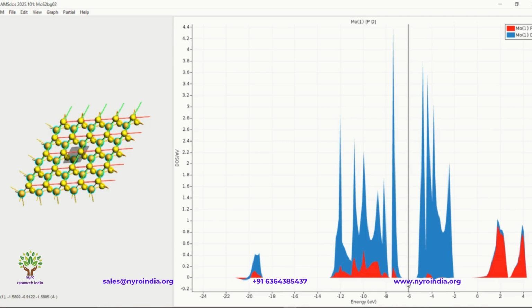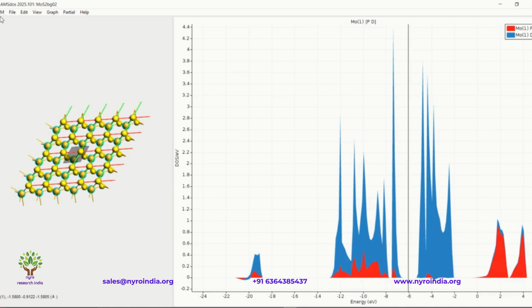So the peaks of the density of state graph correspond to the energies with a higher concentration of electronic states. The height and width of these peaks provide information about the number of available states at the specific energy levels. So by examining the partial density of states, we can attribute these peaks to the dominant atomic orbital contributing to those energies, giving insights into the nature of chemical bonding and electronic transitions.